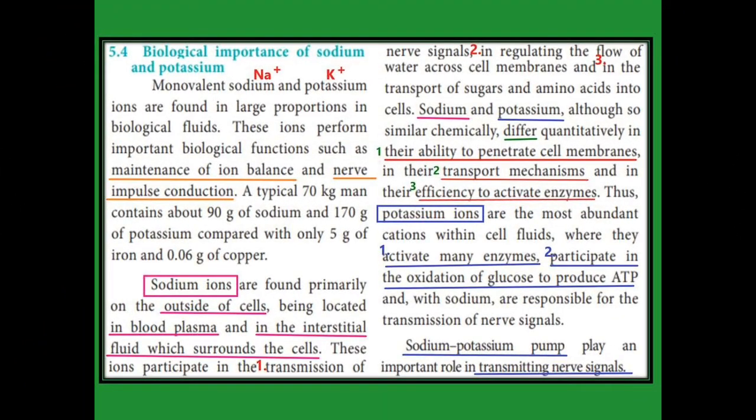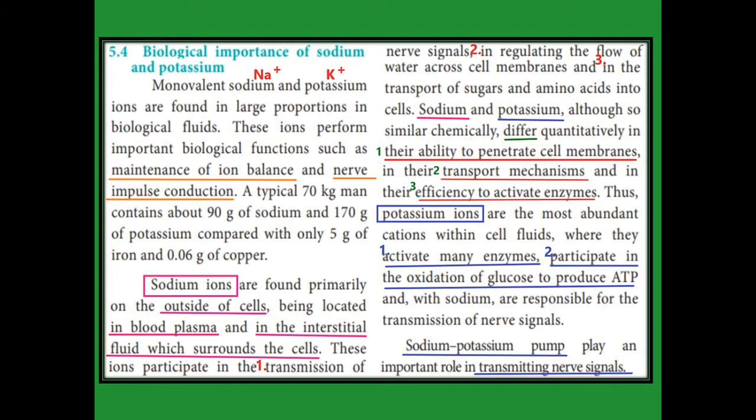Biological importance of sodium and potassium. Sodium is present as Na+ and potassium as K+, which are monovalent cations. These cations have important biological functions: they are used in the maintenance of ion balance, and they function in nerve impulse conduction, that is, the transmission of nerve signals is done in our body with the help of Na+ and K+. A 70 kilogram man contains 90 gram of sodium and 170 gram of potassium, along with iron and copper.